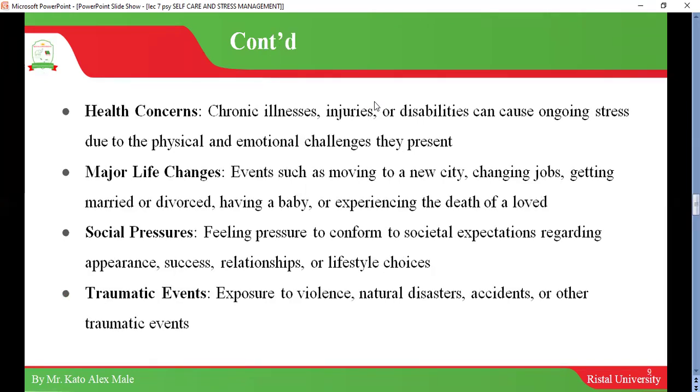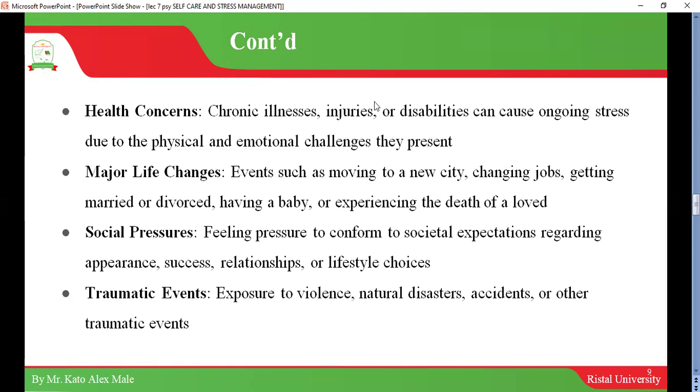And then another source of stress is health concerns, for example, chronic illnesses. Yeah. So chronic illnesses, injuries, disabilities can all cause ongoing stress. This is because of the physical or emotional challenges they present. Chronic illnesses, first of all, present financial challenges. You get it? Yeah, and then like we saw, stigmatization and discrimination amongst the communities. These all coming from chronic illnesses, injuries, or disabilities can cause stress.